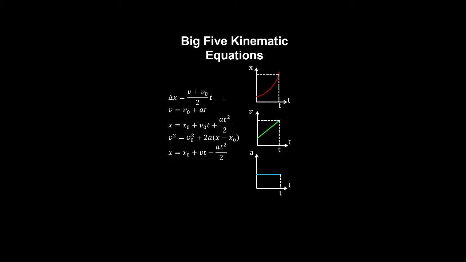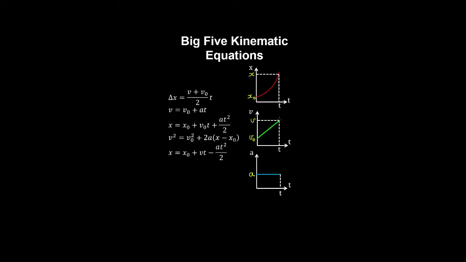The big five kinematic equations are used to predict the motion of a particle where the acceleration is uniform or constant. So using this velocity time graph, which is linear, delta x, which is the displacement or change in position of the particle from time 0 to time t, is equal to the area under the velocity time curve.